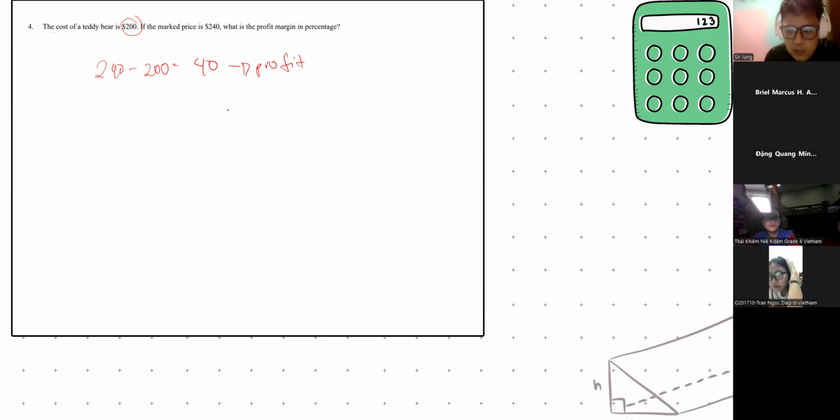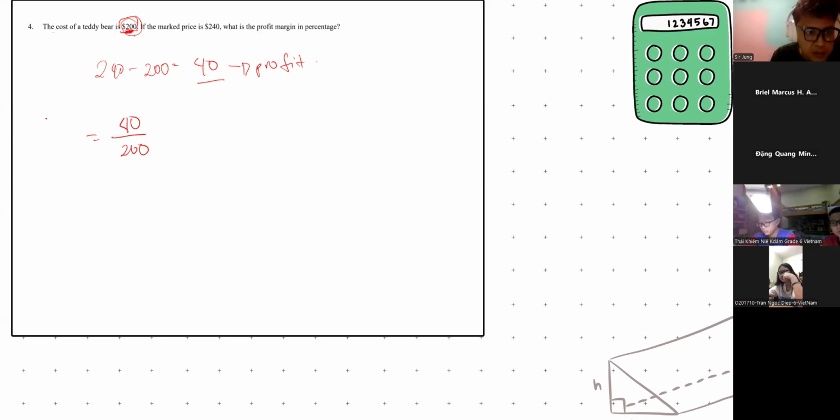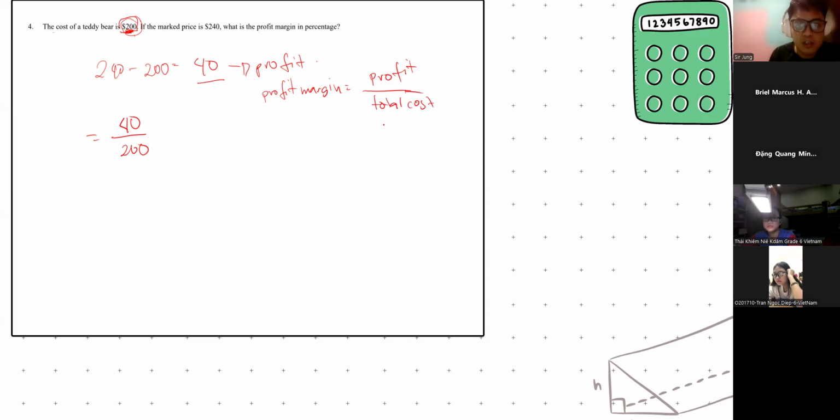Okay, someone said the answer is 20%, so let's check. Now, what percentage is 40 in $200? So that's how we know the profit margin. Okay, so 40, you simply divide it by the total cost. Okay, so 200. So let me write this. Profit margin is equal to profit all over the total cost. Okay, so the total cost here is 200, and then we had a profit of 40.